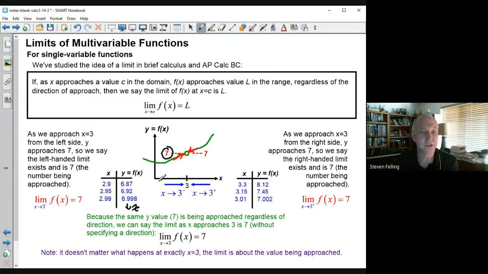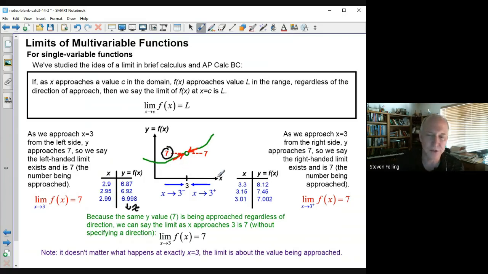So since this is approaching the value 7, we say that 7 is the limit. And actually, that's a sided limit. It's a left-hand limit, so we write this way. The limit as x approaches 3 from the left, with the little minus sign, of f of x is equal to 7. So the limit number is the number that's being approached, even though we don't actually get there, right? That's the idea of a limit, okay? In fact, it doesn't matter if the function happens to be undefined at x equals 3. This is about what y is approaching as x is approaching 3.